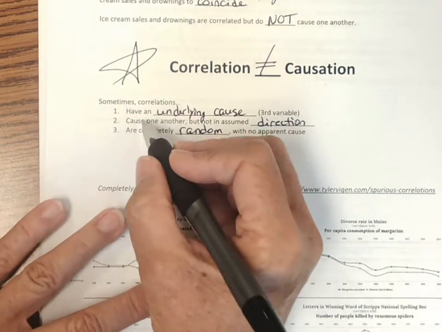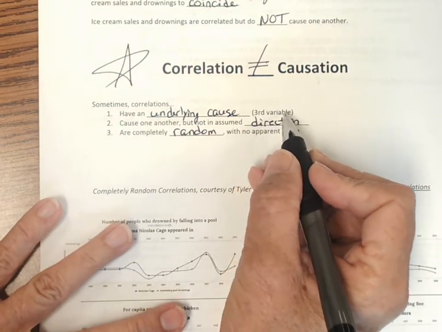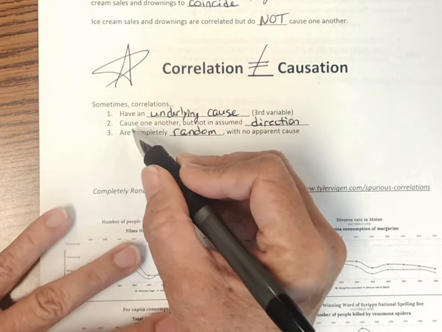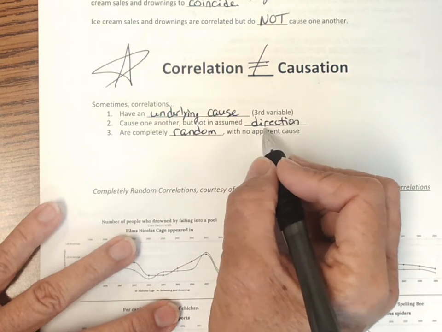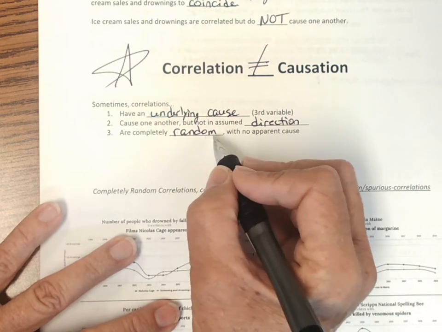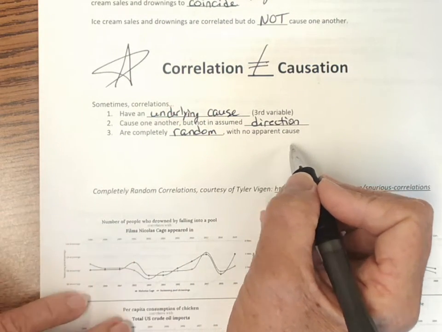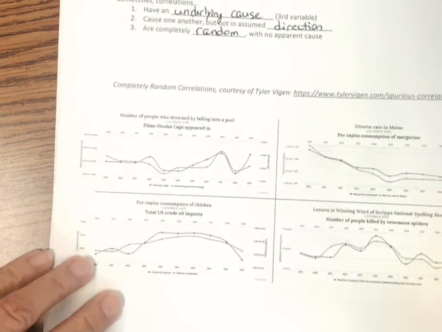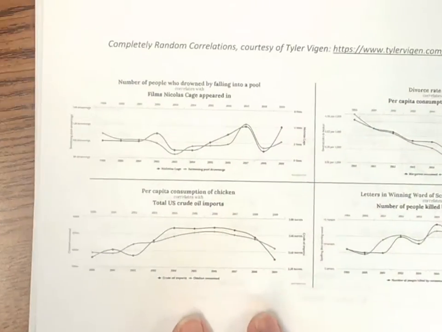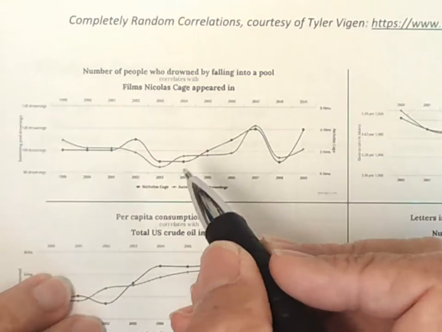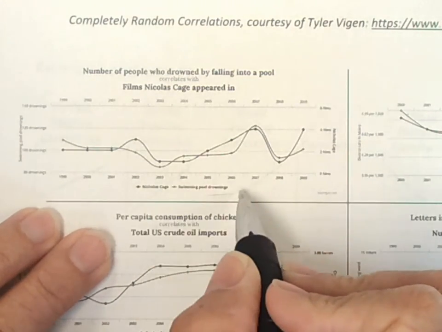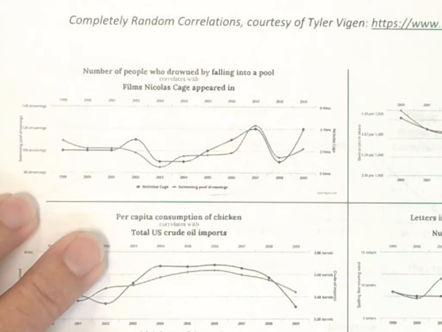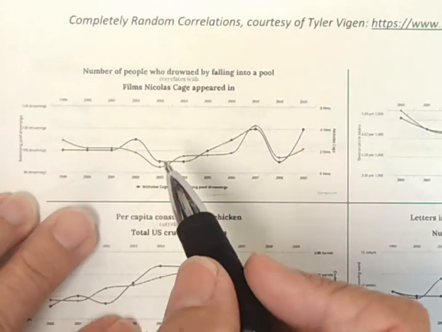So sometimes correlations have an underlying cause, a third variable. Correlations cause one another, but not in an assumed direction, and are completely random with no apparent cause. So here's some examples. Look at these strange graphs that we managed to find for you. So here we're graphing as an explanatory variable the number of movies Nicolas Cage appeared in and the number of people who drowned by falling into a pool. They're very closely correlated, but it makes absolutely no sense.